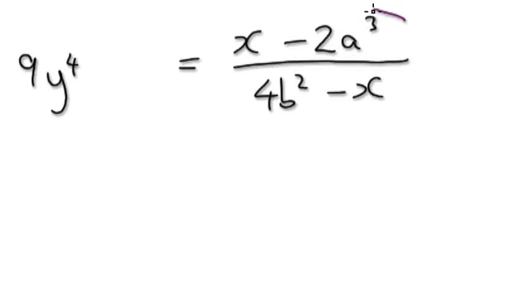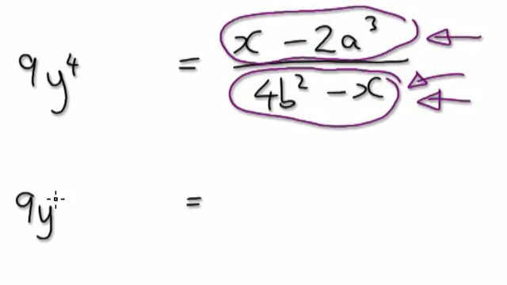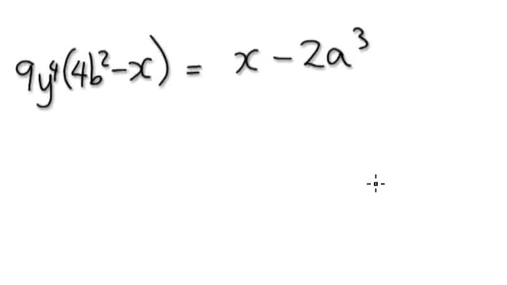Now visualize it as one bubble dividing by another bubble. 2 layers at the moment, so let's times both sides by the bottom layer. So you will have y to the power 4 bracket 4b squared minus x close bracket equals x minus 2a to the power 3. So now keep an eye on x. X exists here and inside this bubble here. So let's multiply this out.